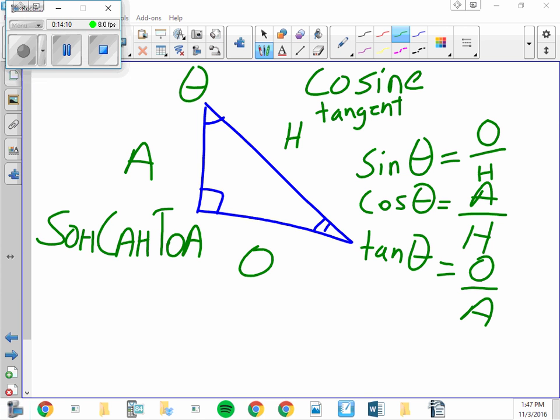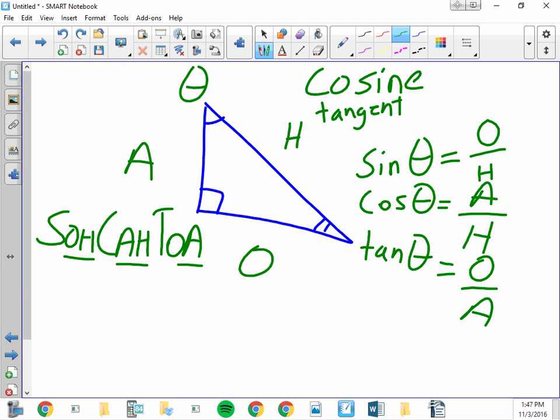SOHCAHTOA lays out sine, cosine, and tangent. Sine is O over H, cosine is A over H, and tangent is O over A. If you can remember SOHCAHTOA, then you have the ratios for sine, cosine, and tangent laid out right for you.